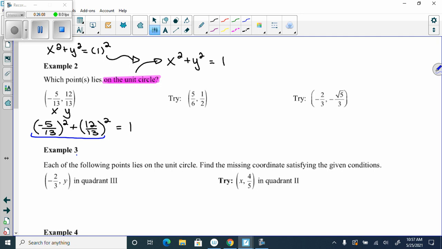Type the left side into your calculator. Everyone type it in. You should get 1. If you're not getting 1, you are not typing it in right. Make sure you're using brackets, David. Yeah, the negative has to be inside the bracket.